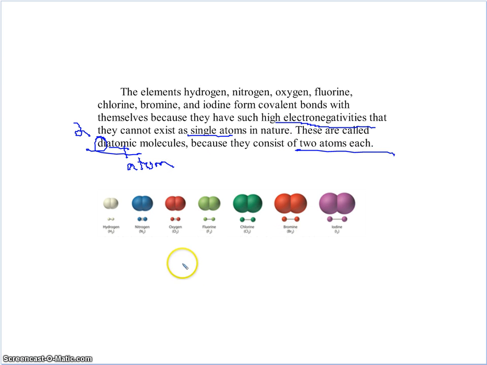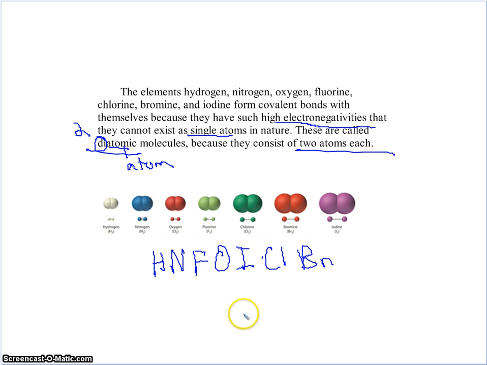Okay, you need to remember these. So here is an acronym. I'm not endorsing anything, okay? But here's how you can remember it. Have no fear of ice cold beer. So we have hydrogen, nitrogen, fluorine, oxygen, iodine, chlorine, bromine. All of our diatomics right there. Have no fear of ice cold beer.